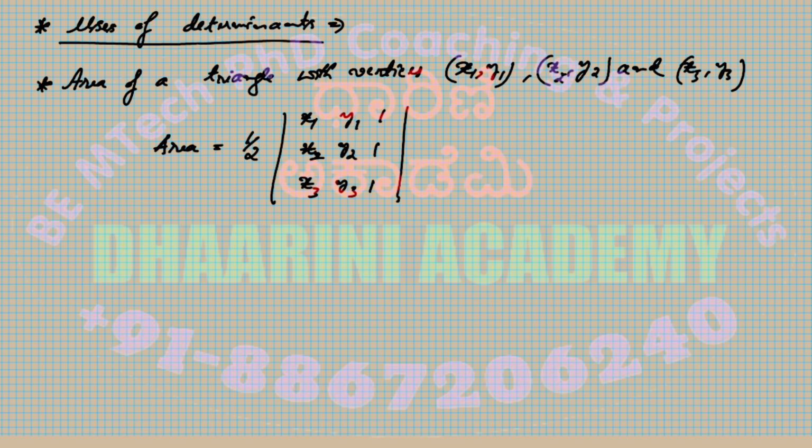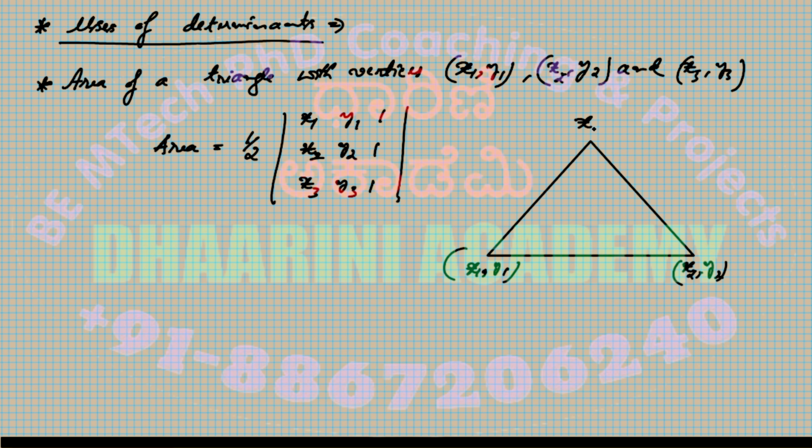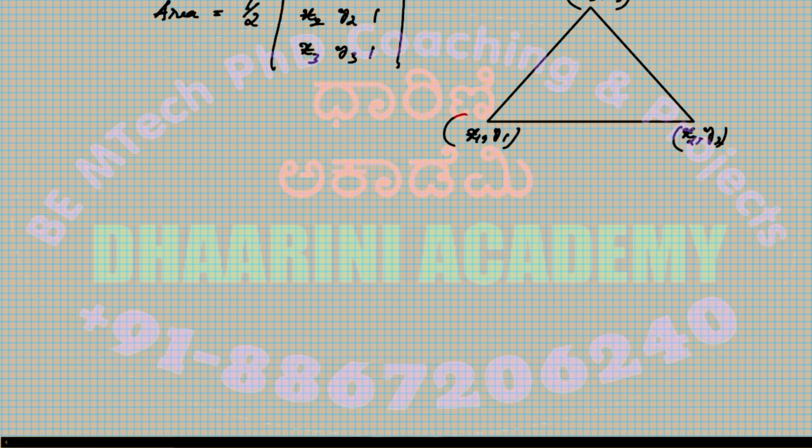Let me draw a triangle for our reference. So we have a triangle like this. Let's say this is x1 comma y1, x2 comma y2, x3 comma y3. So the area of this triangle can be calculated by using this. Let us go for a problem.